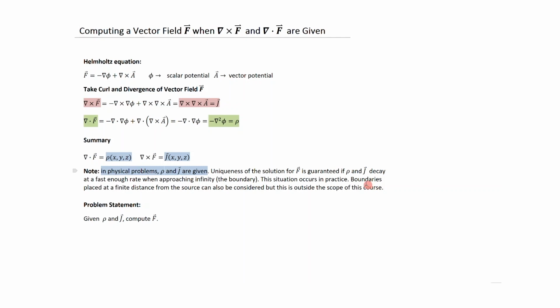So the problem statement you'll be given will always have this sort of form. You'll be given a rho and you'll be given a J, and you need to compute F. That's more or less what we're going to be doing.